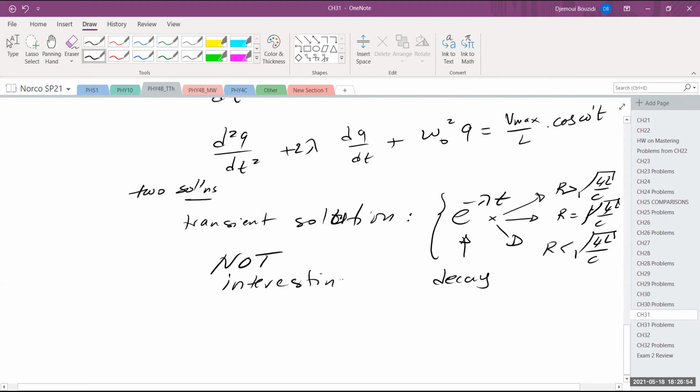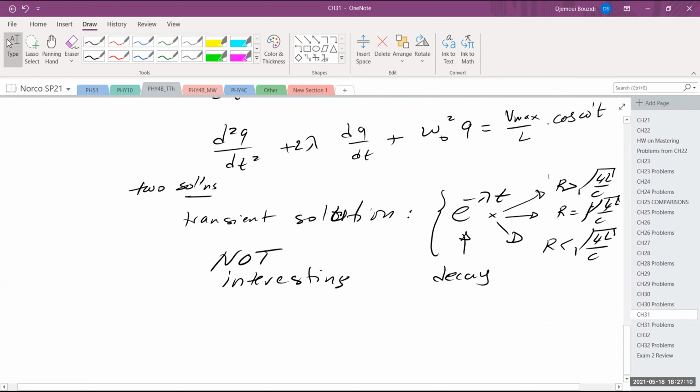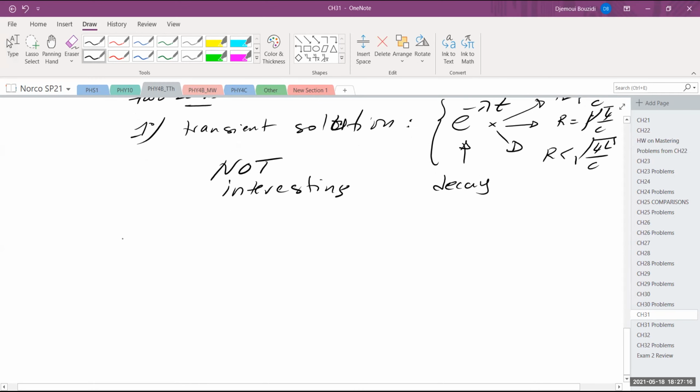It doesn't mean it cannot be damaging. As I said before, it could have tremendous effects on your circuit. So never forget about the transient, but it doesn't last too long, that's all. So after that, what happens is there is the steady state. So this is solution number 1. And solution number 2 is the steady state. That is the one of interest to us, the steady state.